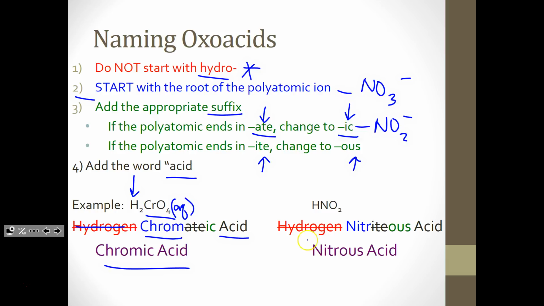Let's take a look at one more. Once again, I should have the (aq) here. I apologize. All right, but I see HNO2. Since NO2 I know is a polyatomic ion, I'm not going to start with hydro. I'm going to start with the root of the polyatomic, which is nitr. And then I'm going to change the ending. Since it's ite, I'm going to change it to us. So it becomes nitrous, and then I just add the word acid. So nitrous acid would be that name.